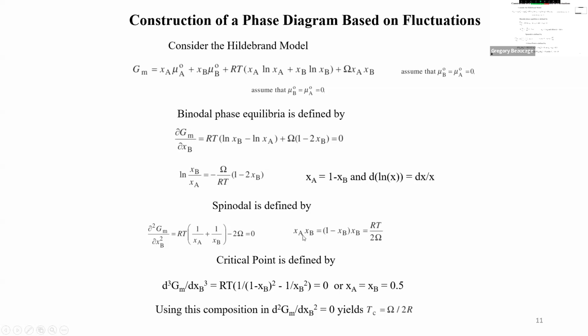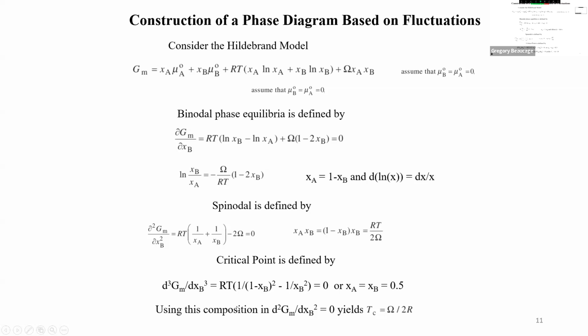So XA, XB is really only one because XA plus XB is 1. So there's only one term. So basically, this equation just defines the binodal composition in terms of the Hildebrand parameter and the temperature. And this equation defines the composition of the two phases in equilibrium at the spinodal, the two spinodal points, in terms of the temperature, same two parameters.